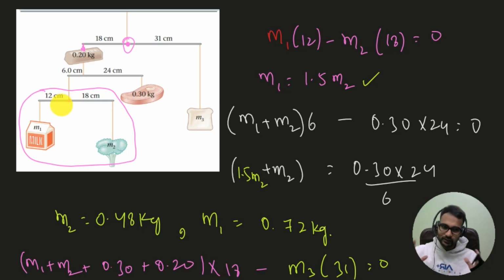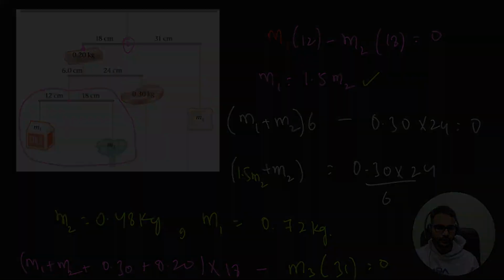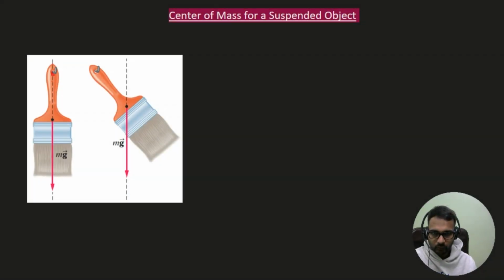So what I want to say is, whenever an object is suspended by a string, rope or anything, and it is in static equilibrium, then the center of mass of the object will be exactly below the suspended point. Now let's move forward. We have one more example for center of mass for a suspended object.